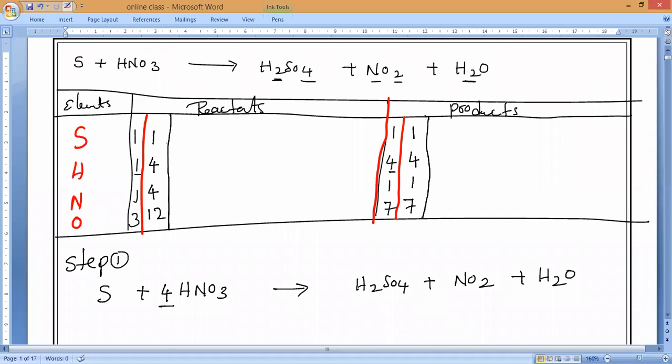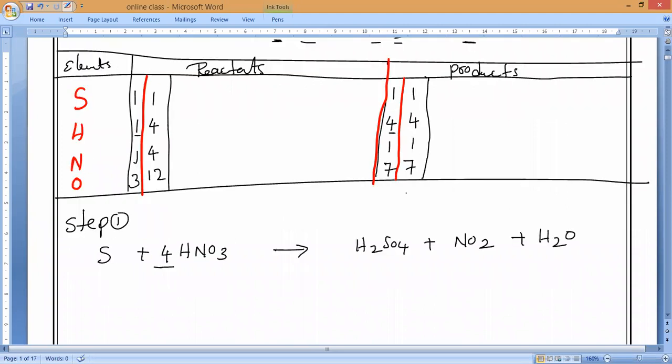Next we will check. Sulfur is balanced. Hydrogen is also balanced. Then nitrogen: here 4, and here how many? 1. So which side do I have to balance now? Product side, I have to balance it.